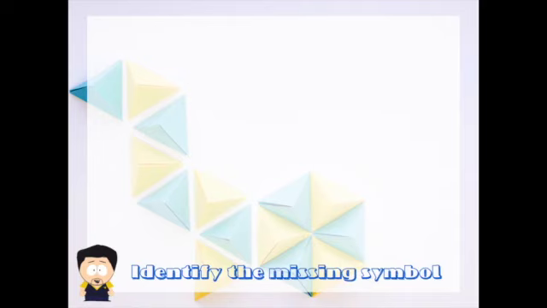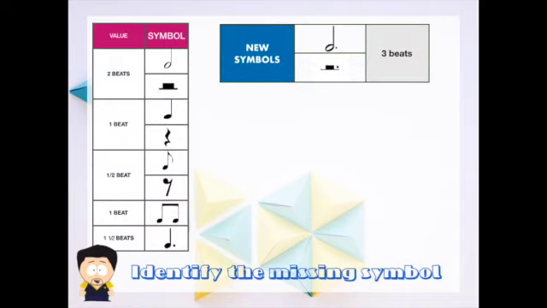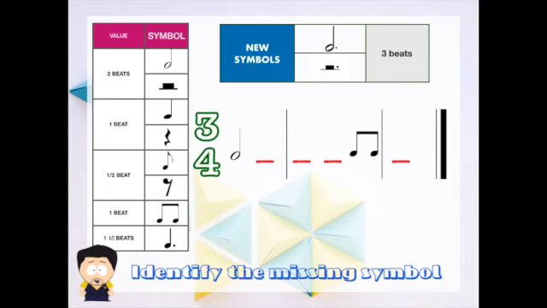This time, I'm going to introduce to you two new symbols, the dotted half rest and the dotted half note. Both of them receive three beats. The time signature is 3-4. Oh, there are so many blanks here. Let's just solve them one measure after another. Let's take a look at the first measure.